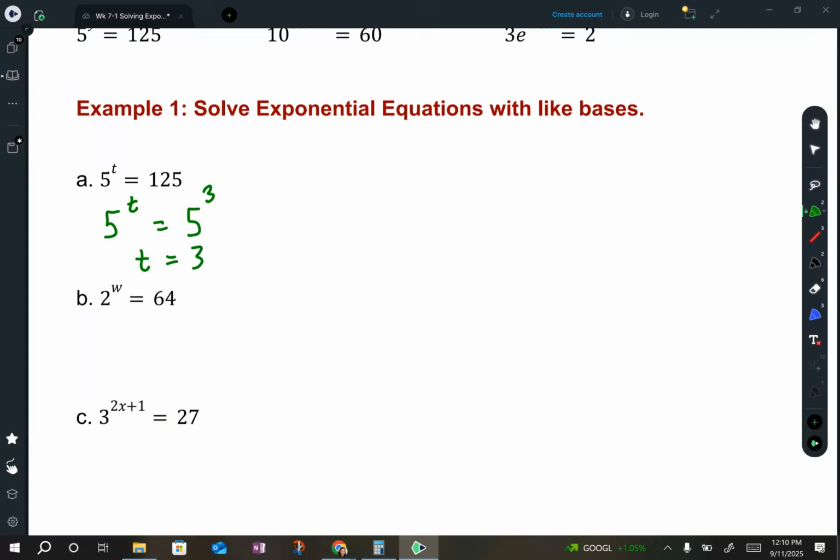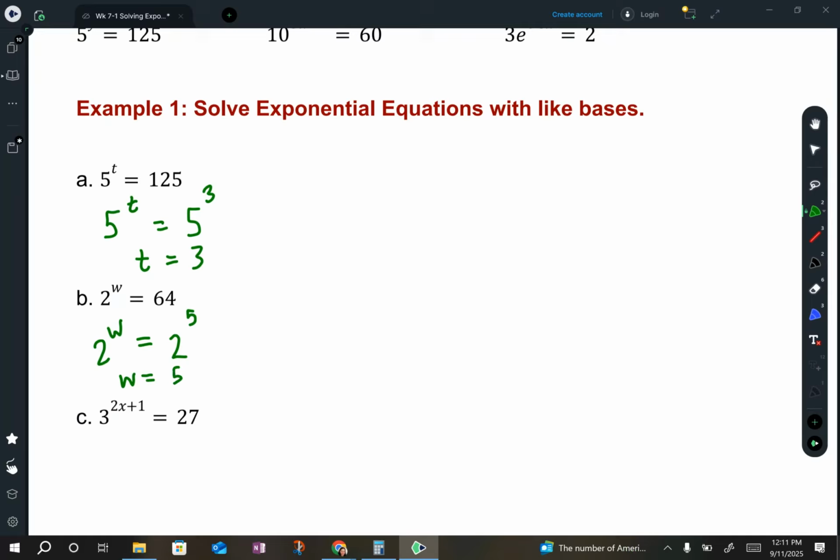Similarly, for the second one, 2 to the w equals 2 to the what? Well, we know 64 is a power of 2. Let's count it up. 2 times 2 is 4, 8, 16, 32, 64. 64 can be written as 2 to the fifth. So this tells me that w equals 5.